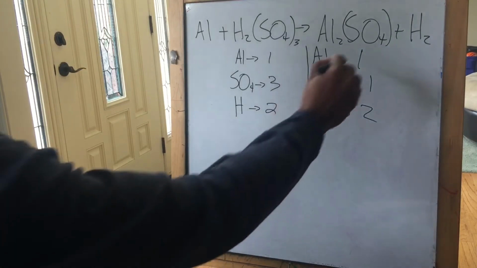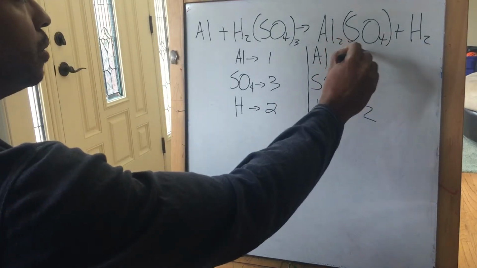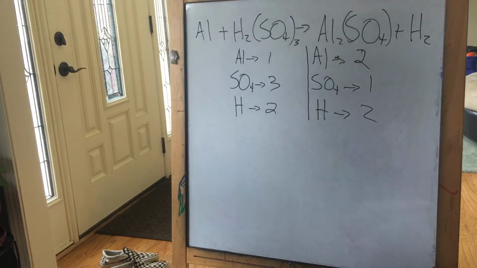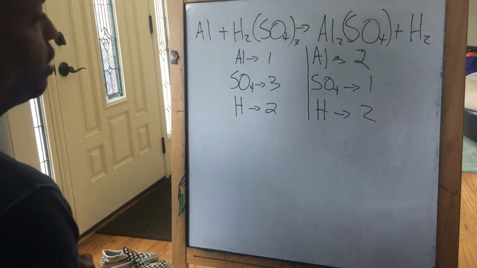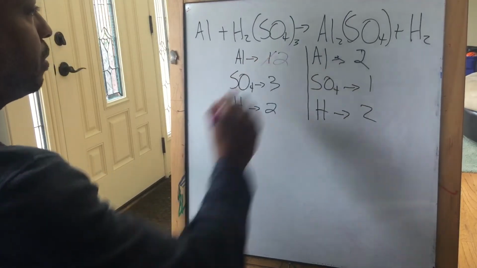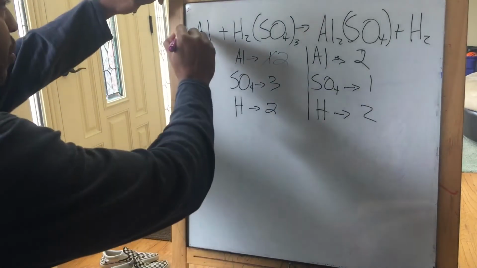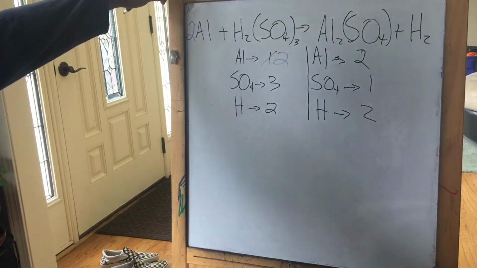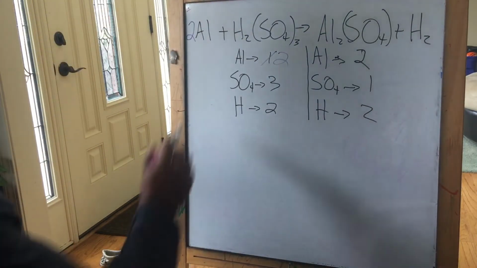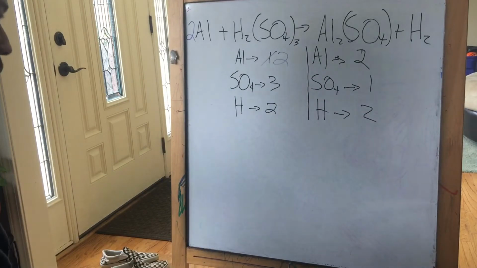All right, so first thing we're going to balance is our aluminum. We need to change this aluminum on the reactant side to 2. So that means I need to put a coefficient of 2. Remember, we don't put subscripts, just coefficients every time. Coefficient of 2, so now our aluminums are balanced.